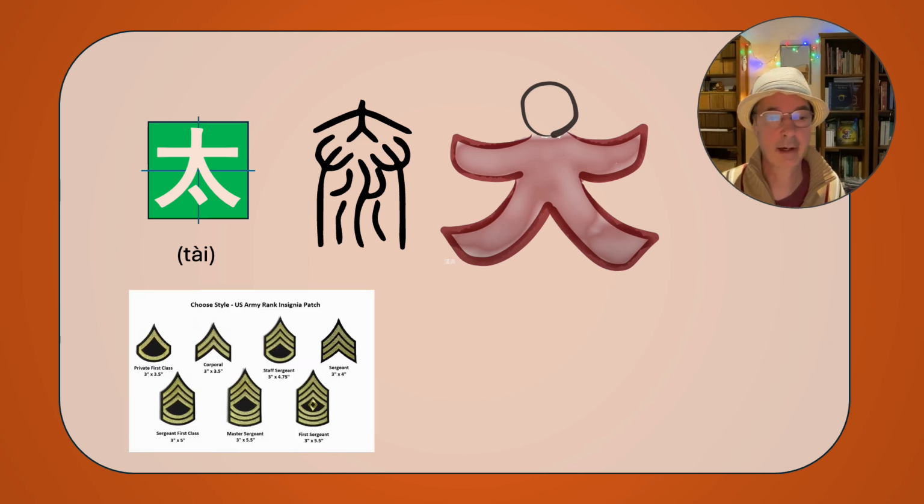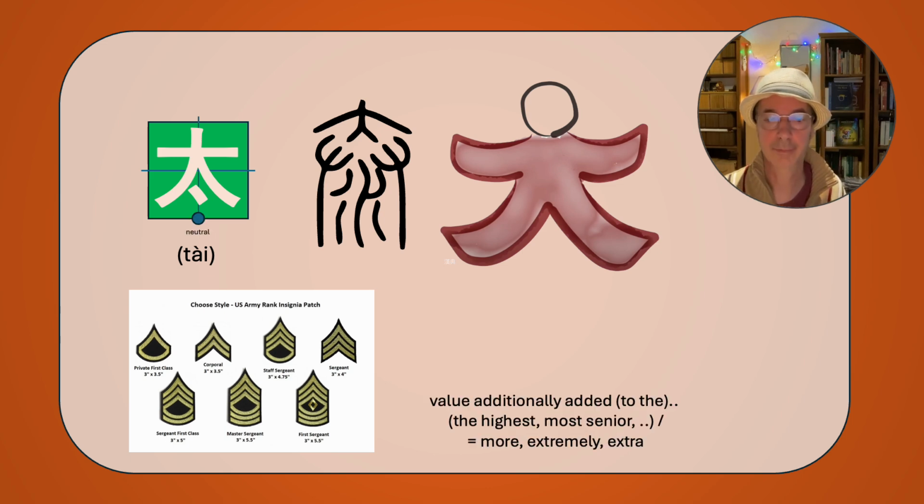It's a bit like adding stripes. You give so many stripes that you give it an extra value. That's the kind of thing. It's deliberately giving something extra to a person. So an extra value. That's why you say you make it the highest, the most senior. You give it something more, something in a way extreme as well, something extra.